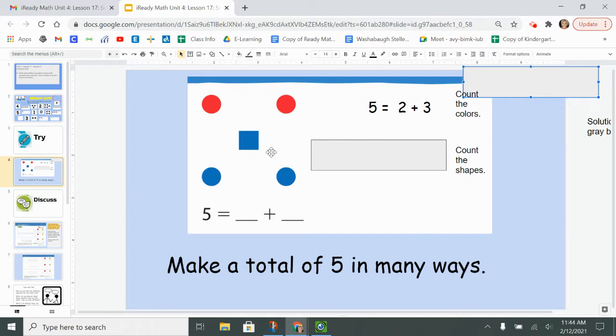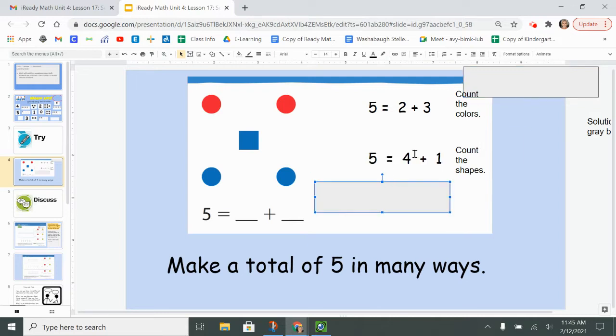All right, now let's look at this differently and let's look at shapes. So how many circles? 4. How many squares? 1. So what are our number pairs? Good. 4 plus 1 equals 5. 5 is the same as 4 plus 1.